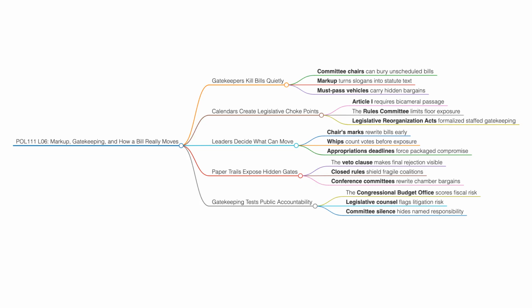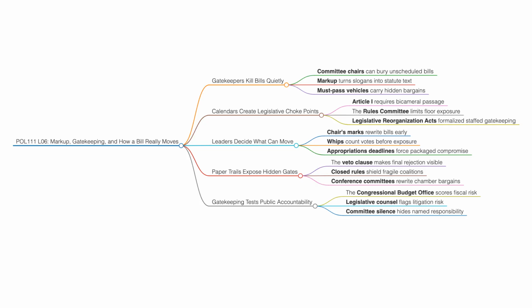One final gate deserves attention. Score keeping. Budget offices, tax staff, and legislative counsel estimate fiscal effects, test compliance with chamber rules, and warn members when a proposal will trigger points of order or collide with reconciliation limits. A bill that sounds politically attractive can die once the official cost estimate appears or once counsel explains that the text invites litigation, conflicts with existing statute, or falls outside the committee's jurisdiction. The paperwork is not decoration after the political decision. The paperwork can reverse the political decision.